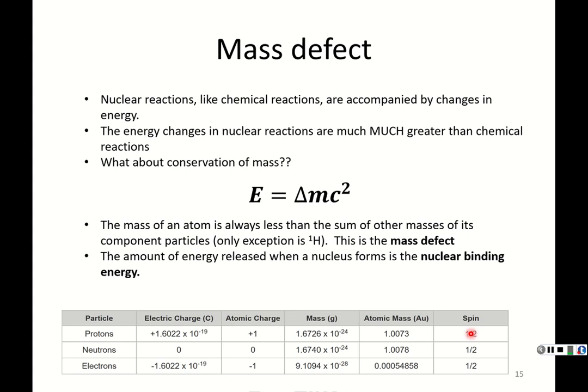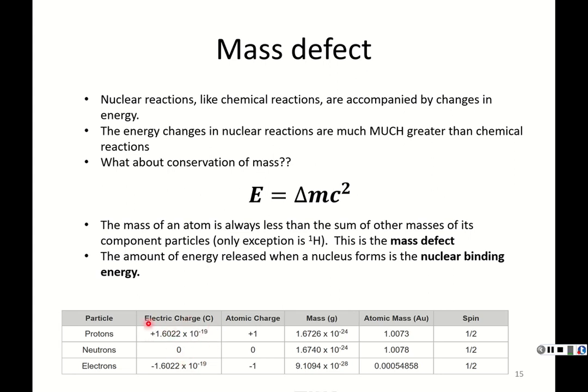The amount of energy released when a nucleus forms is the nuclear binding energy. So that's another concept: when a nucleus forms, this nuclear binding energy is actually released. If we look at the subatomic particles, protons, neutrons, and electrons, their charges are shown here.